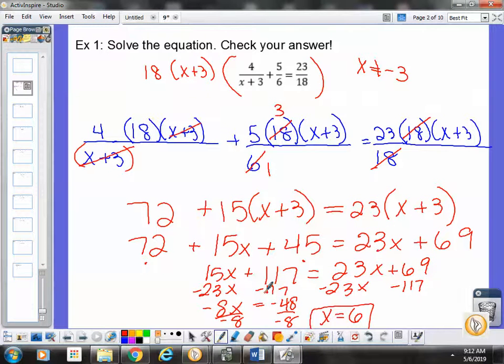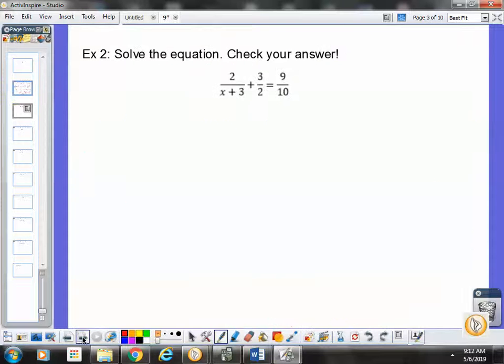Now, we said initially that x could not equal negative 3. That wasn't an issue, but if x was negative 3, that's what we got as our answer, there would be no solution because it didn't work. Let's try another one. 2 divided by x plus 3 plus 3 over 2 equals 9/10.